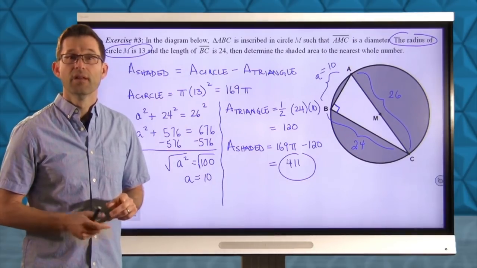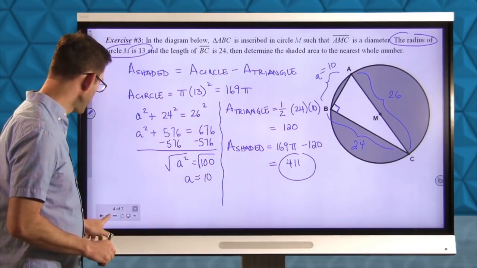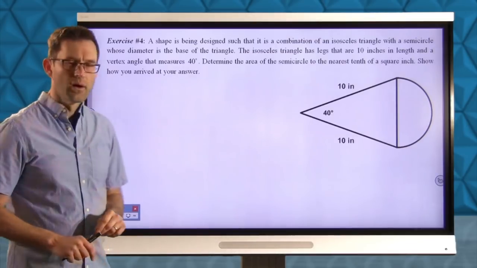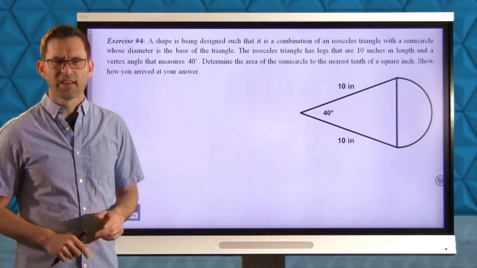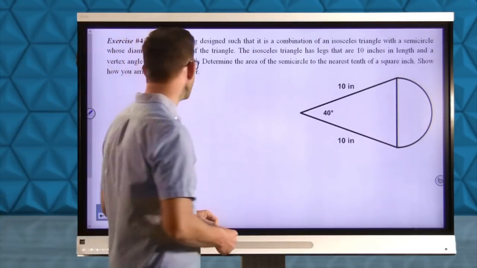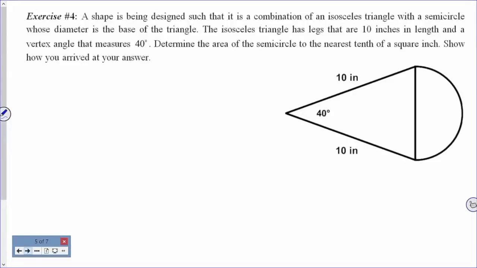All right, let's take a look at another problem. Okay, let's see what we've got here. Looks like an ice cream cone that unfortunately fell over. A shape is being designed such that it's a combination of an isosceles triangle with a semicircle whose diameter is the base of the triangle. The isosceles triangle has legs that are 10 inches in length and a vertex angle that measures 40 inches. Determine the area of the semicircle to the nearest tenth of a square inch. Show how you arrived at your answer.